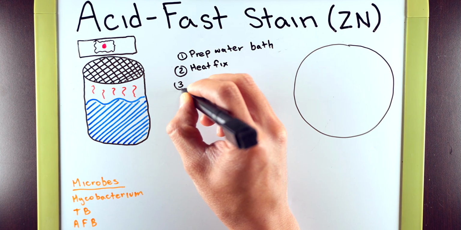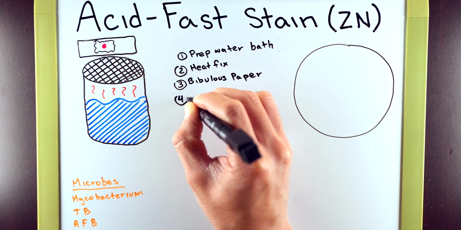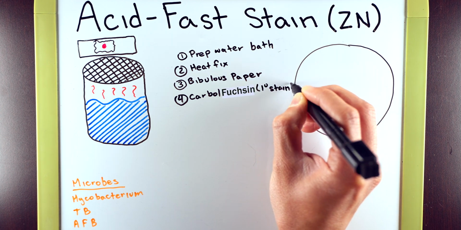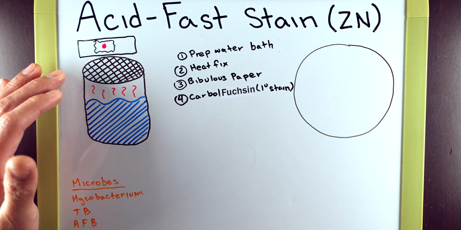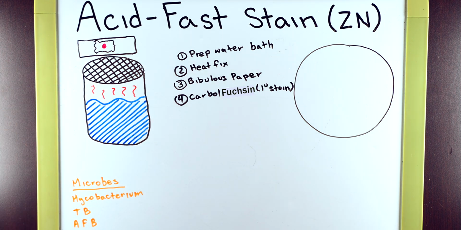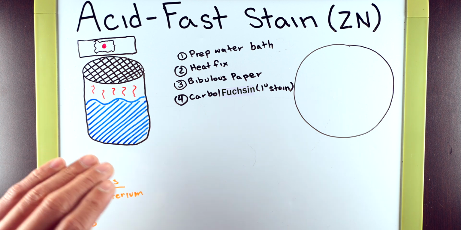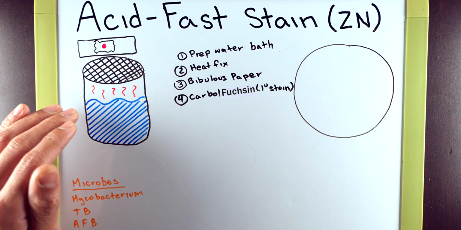Once you've heat fixed the bacteria onto your slide, you will want to cover it with bibulous paper and cover the bibulous paper with the bacteria underneath with carbol fuchsin. Carbol fuchsin is going to act as your primary stain. With the presence of the heat, that waxy layer will melt a little bit and will then be able to take up the primary stain. So as you're heating this up, you will want to steam it for 5 minutes, allowing the carbol fuchsin to be taken up by the mycolic acid.